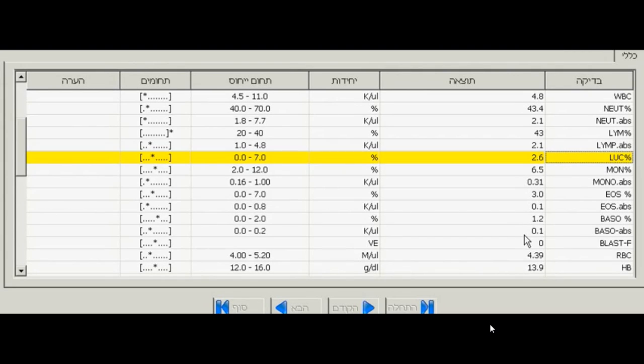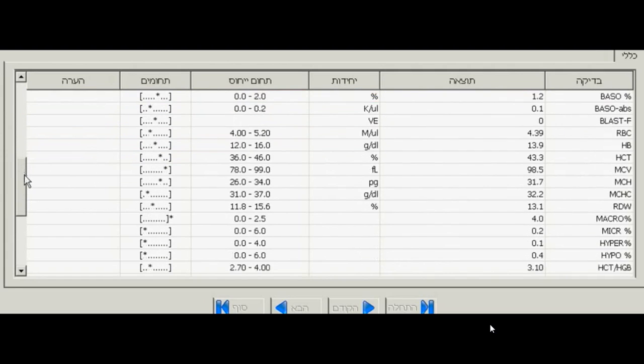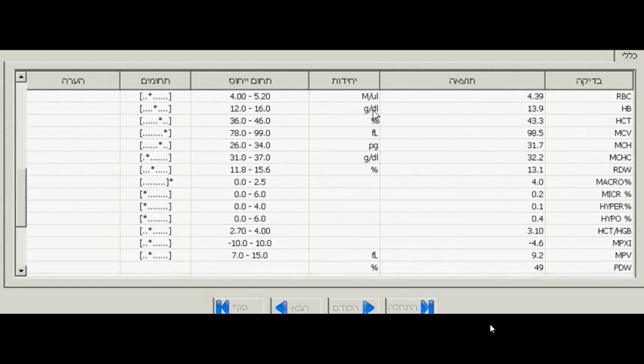Otherwise, besides the LUC, you can see there are monocytes, monocyte absolute, eosinophils, absolute eosinophil count, basophils, and absolute basophils, which all were within the normal reference interval, what some people call the normal reference interval. Now let's go to the red cells, and here we can see that we have an RBC, which is 4.39 million cells per microliter, which is within the normal limits.